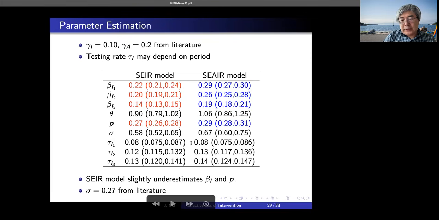We can actually fit the diagnosis rate in each period, and we can see that as control measures were put in, the testing rate becomes larger.